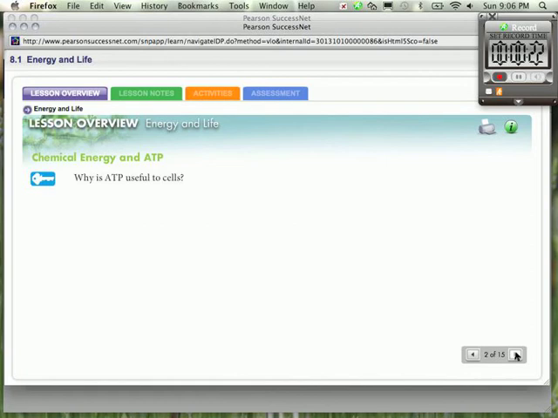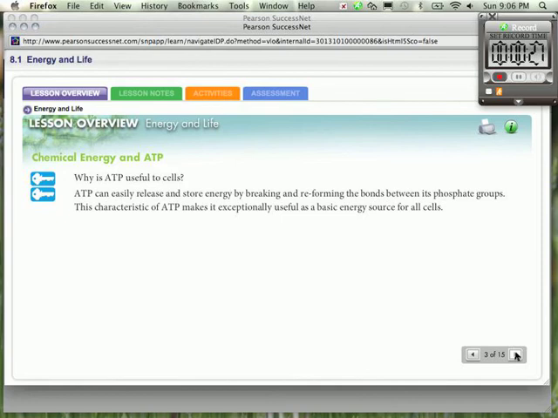Why is ATP useful to cells? ATP can easily release and store energy by breaking and reforming the bonds between its phosphate groups. This characteristic of ATP makes it exceptionally useful as a basic energy source for all cells.